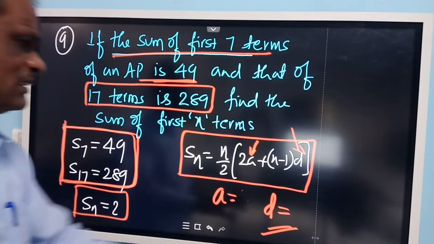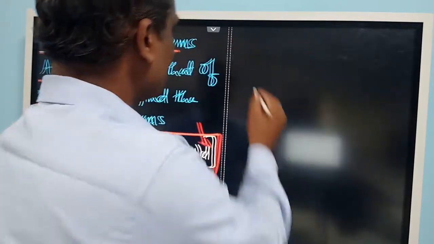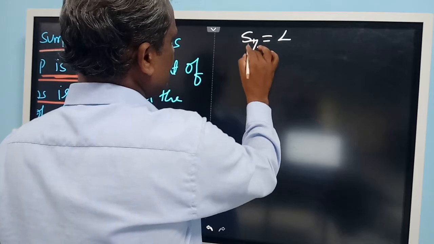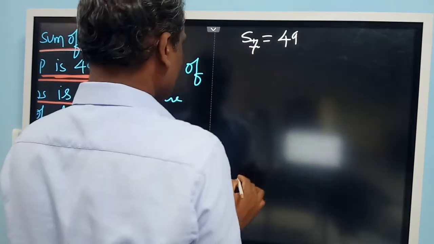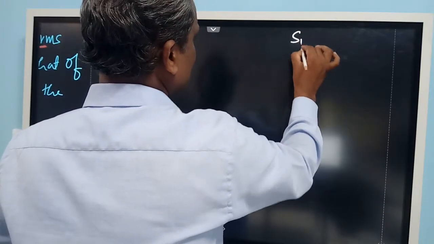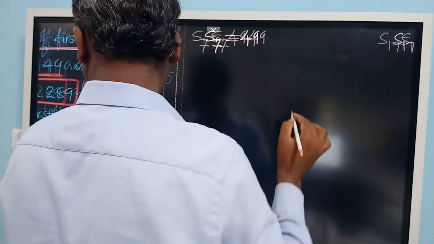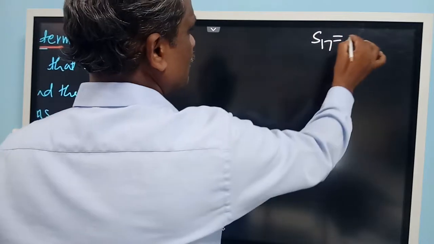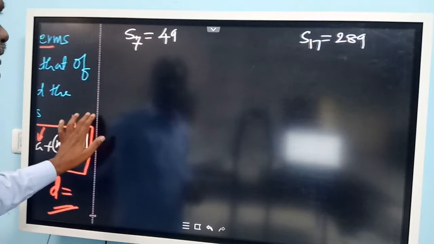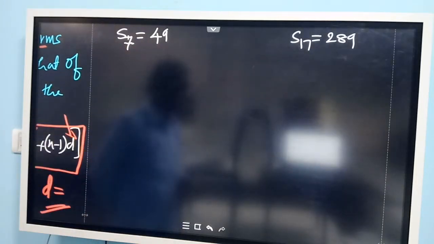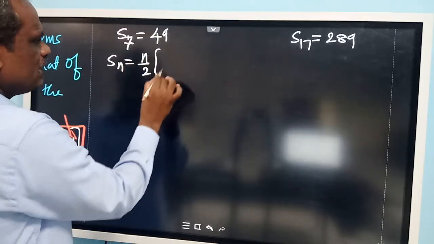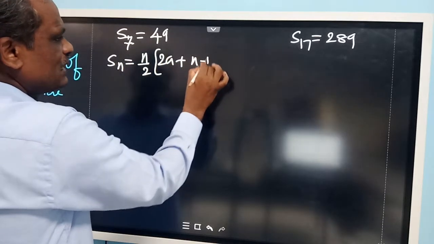So let us use this once again. S7 is equal to 49, and S17 is given, that is 289. Use this and you will get two equations, and from that you can find out the values of a and d. So we have the formula Sn is equal to n by 2 into 2a plus n minus 1 into d.